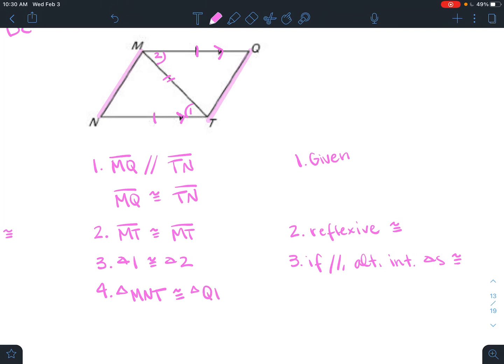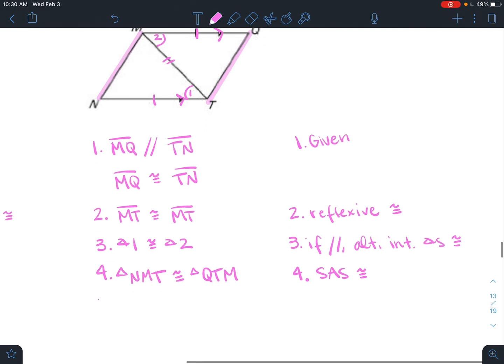QTM. All right. And number 4 is our side angle side congruence. These two need to flip. That's what I had off. So this will be NMT. There we go. All right.